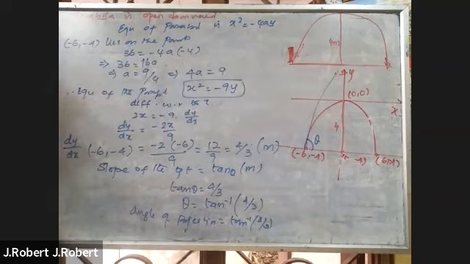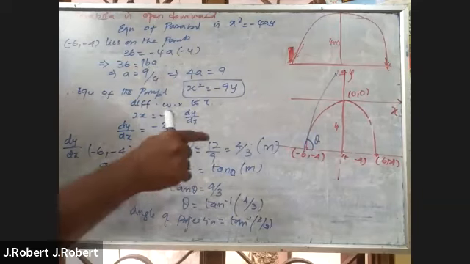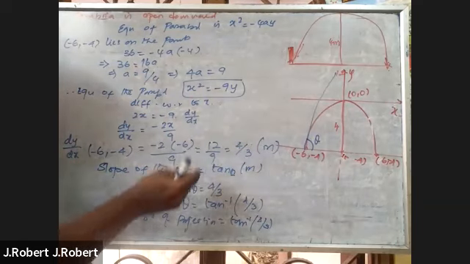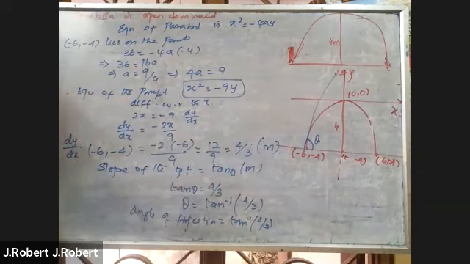Since I want to find the angle of projection, I differentiate to find the slope. Differentiating with respect to x, I get dy by dx equals minus 2x by 9. Where do we find the slope? At the point minus 6 comma minus 4. Substituting x equals minus 6 and y equals minus 4, we get the slope as 4 by 3. But we know the slope of the tangent is tan theta. Comparing, tan theta equals 4 by 3. I want the value of theta. Theta equals tan inverse of 4 by 3. That is nothing but the angle of projection.